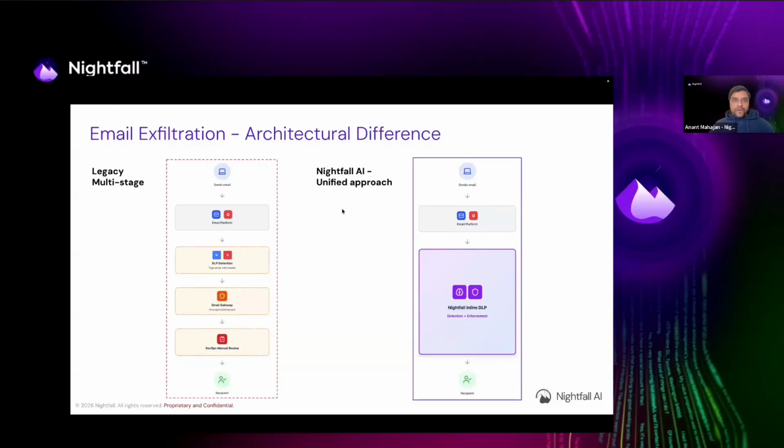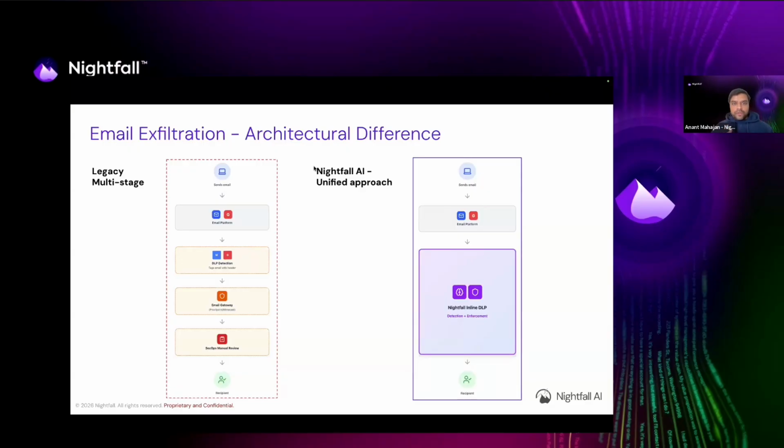The next exfiltration vector that we wanted to talk about is email exfiltration. And I would love to set the context and talk about the key architectural difference and what Nightfall does differently from how you may have set up email DLP today.